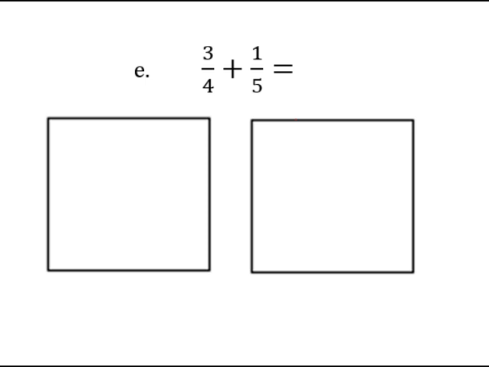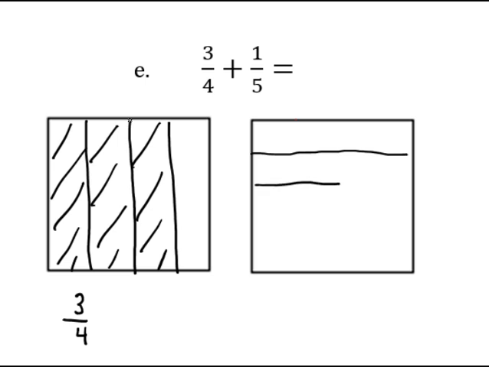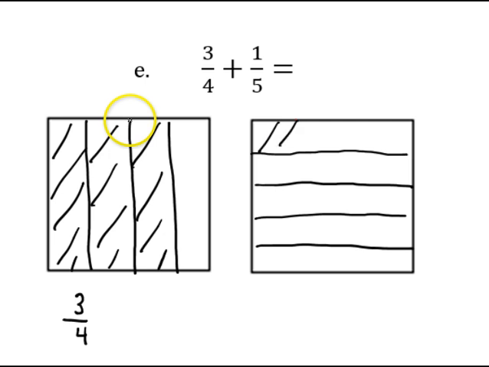The next problem is a little bit different because the first fraction does not have 1 as a numerator, but we're still going to use the same process. We'll start by drawing 3/4 on the first rectangle. I'm going to divide it using vertical lines into 4 pieces, and I'll shade 3 of the pieces to show 3/4. The second rectangle is 1/5. I'll use horizontal lines to show my fifths, and I'll shade 1/5.